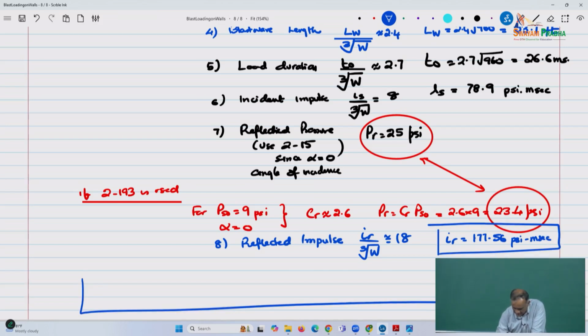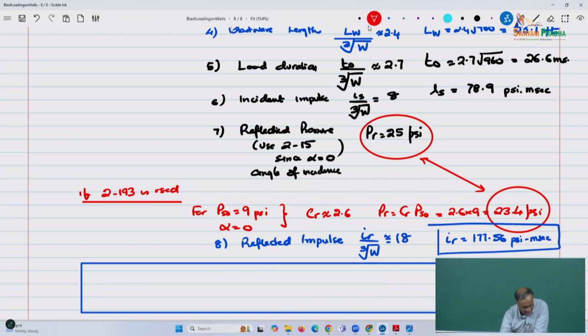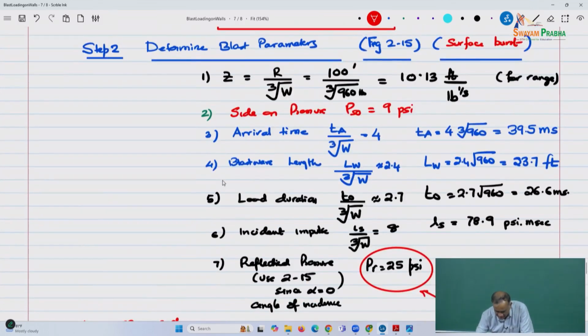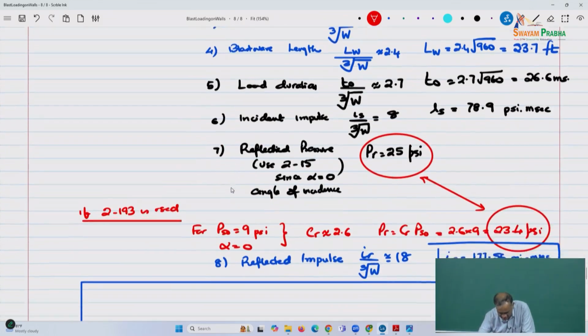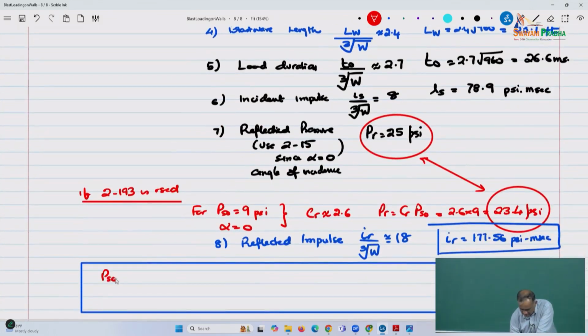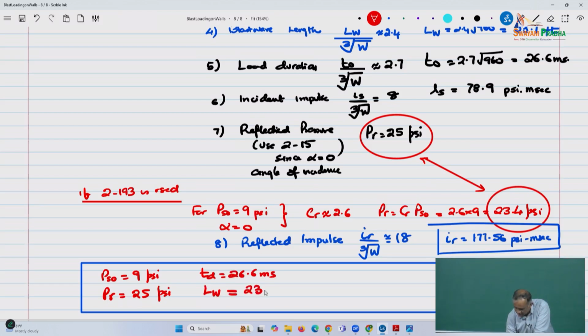So let's gather up all the important values. What we have here is PSO is 9. If you can maybe read out, PSO is 9 psi. PR was how much? 25. Then load duration TD was 26.6 milliseconds. Blast, all of these are needed. How much was this? 23.7 feet.